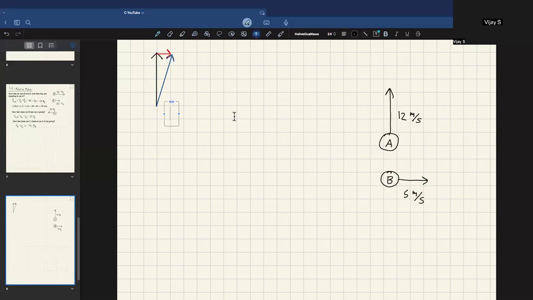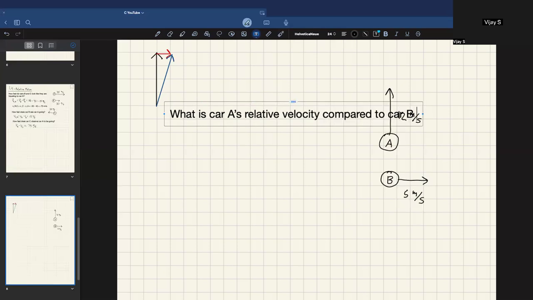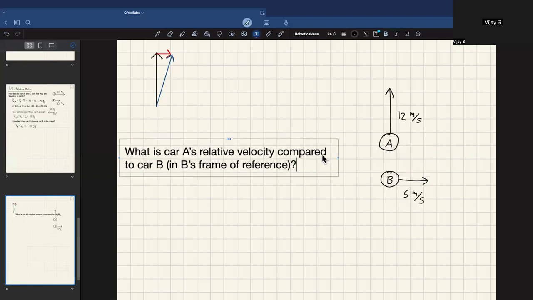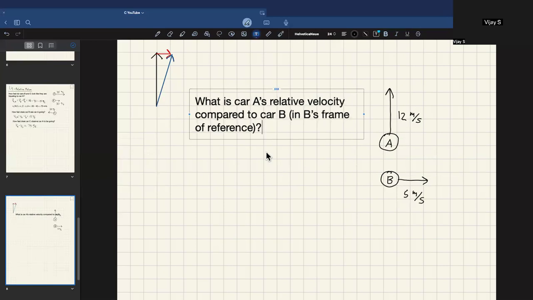And the question that we're going to do, and you can do the opposite if you want to, check it and make sure that this makes sense to you: what is car A's relative velocity compared to car B? So in B's frame of reference. Kind of a nice little one to take a look at. What is car A's velocity? What does car B observe car A to be doing? What is car A's velocity relative to car B? So in B's frame of reference.